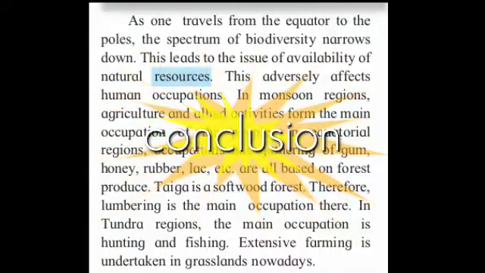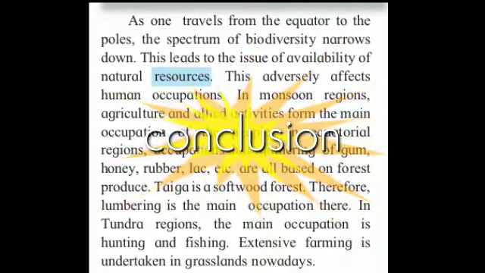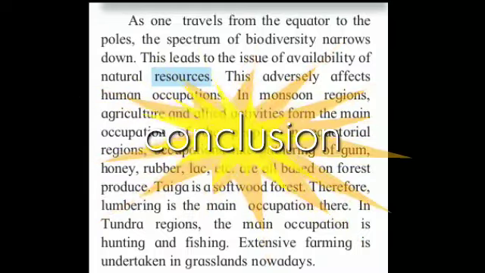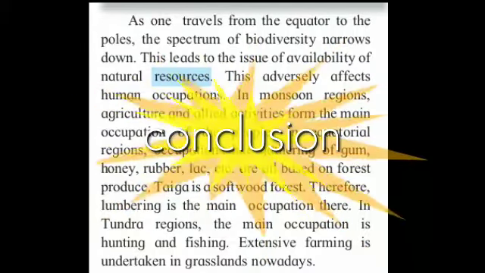See students, underline this line. In the equatorial region, what was the occupation? This might come in the fill in the blanks also. So occupations like gathering of gum, honey, rubber, lak, etc., which are based on forest produce, are their occupation.